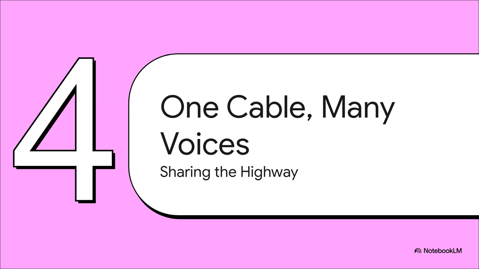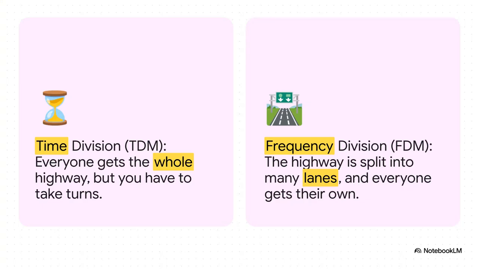Okay, so we've hit a cosmic speed limit for any one channel, but we need to send millions of likes and video calls and cat videos down the same physical cable at the same time. We can't give everyone their own private internet, so we have to get really, really clever about sharing that highway. And we basically do this in two main ways. It's called multiplexing. First, there's time division multiplexing, or TDM.